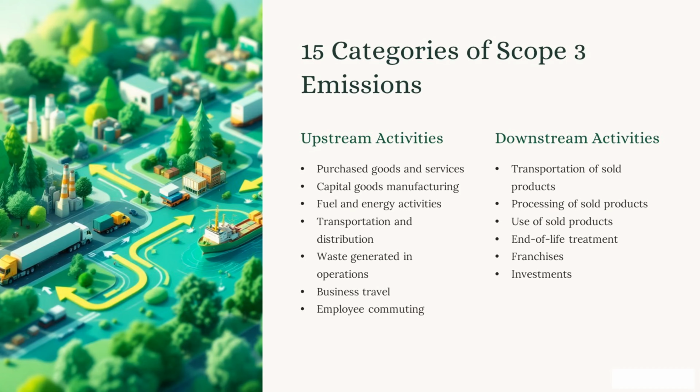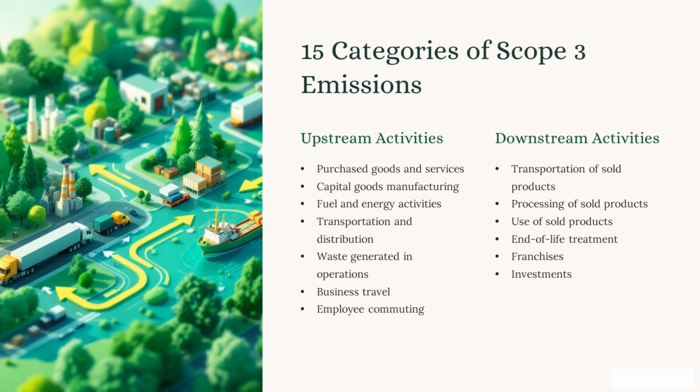Transportation and distribution: emission from logistics and shipping activities in the supply chain. Waste generated in the operations: emissions from the waste treatment and disposal. Business travel: emissions from flight, hotels, and transportation used for business purposes. Employee commuting: emissions from employees traveling between home and workplace.